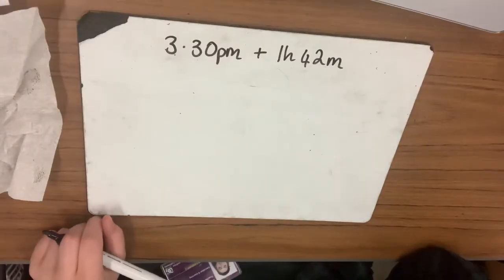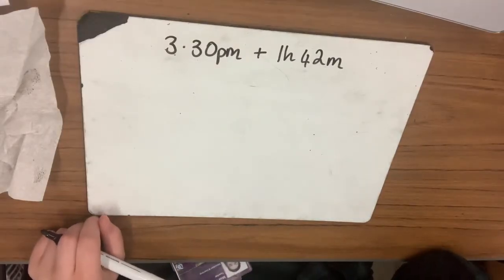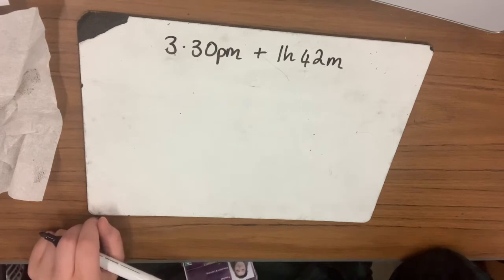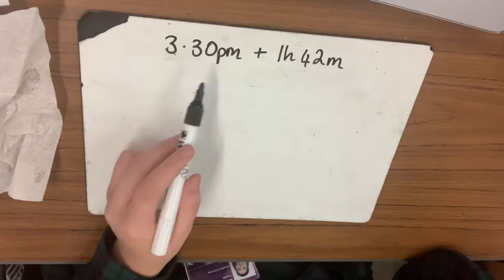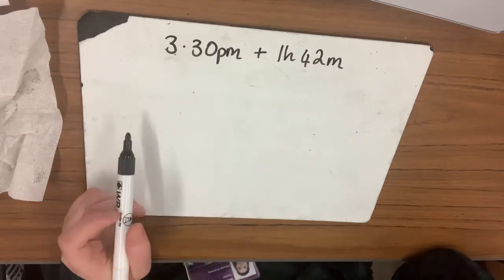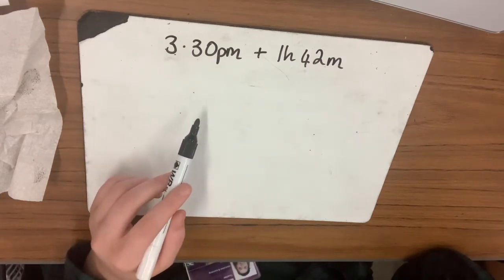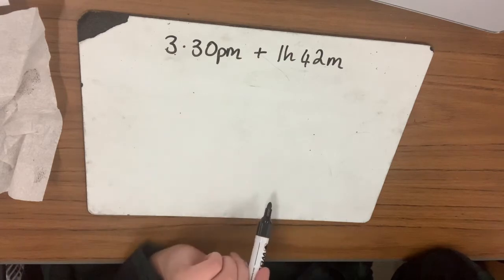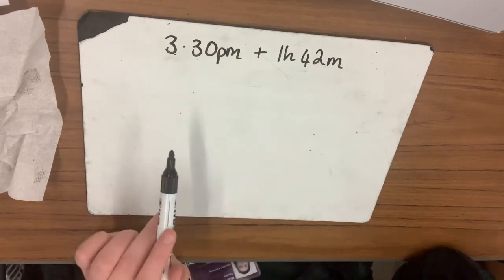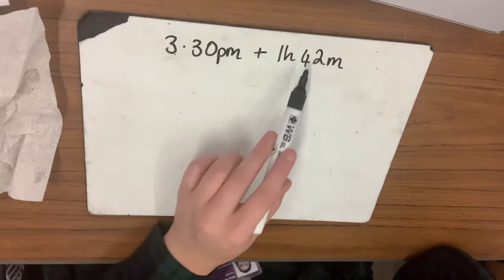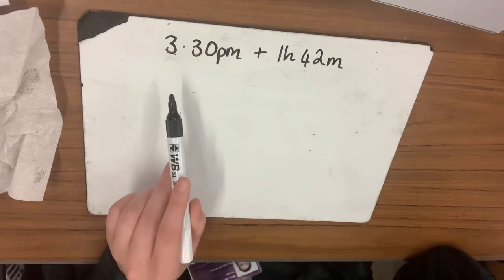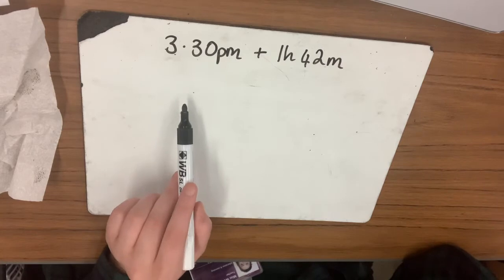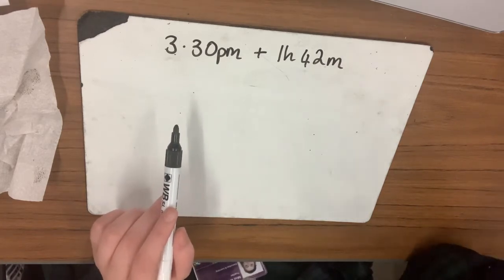So when we're adding time, we can't just do a chimney sum like normal. This is because when we're working with time, it works out of a base 60, meaning that when we get to 60 minutes, we go up 1 hour. Whereas with normal numbers, we get to 10 and then move up. So we can't just add a normal chimney sum. Let's see what would happen if we did do this. So we can see that 30 plus 42 would be 72, and 1 plus 3 would be 4. So it would equal 4:72 p.m, which is not a time, so we can't do that.